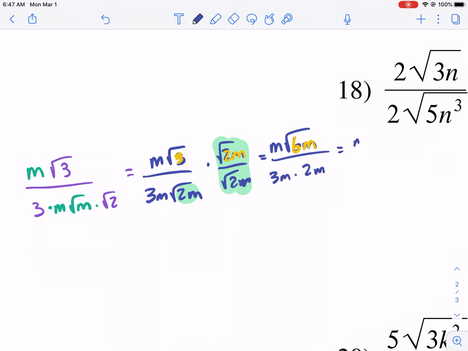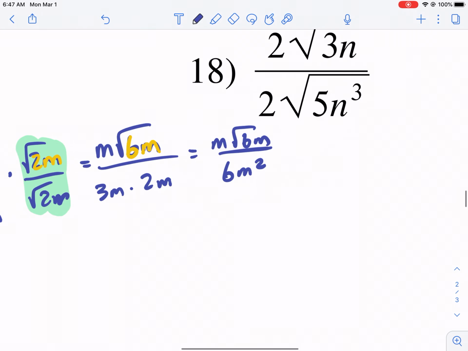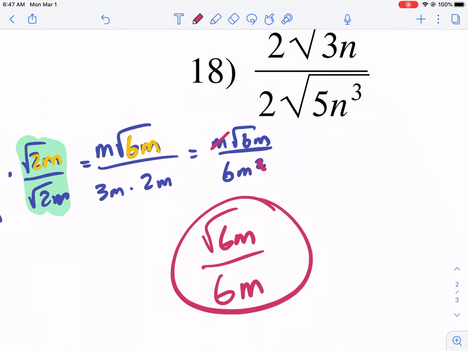So this gives us m radical 6m over 6m squared. The last step is we can cancel one of the m's. This is definitely a tougher problem for my geometry students, but for algebra 2 students, you guys are going to have a cakewalk with this. Square root of 6m over 6m, and there's your final answer.